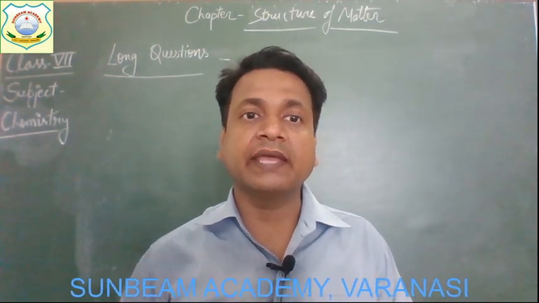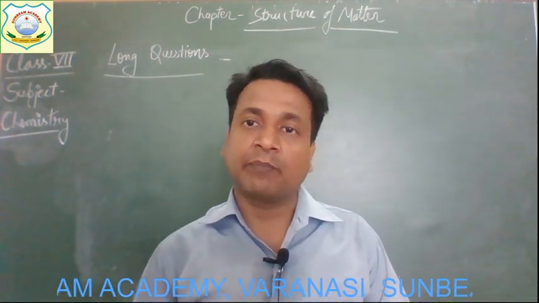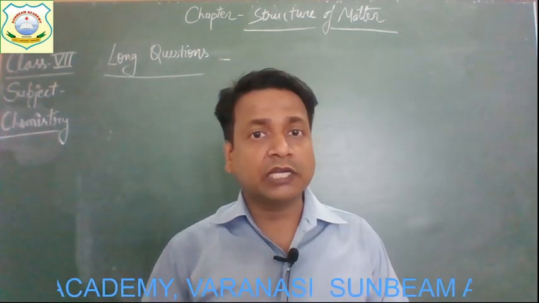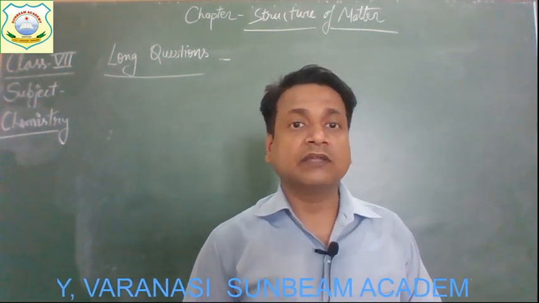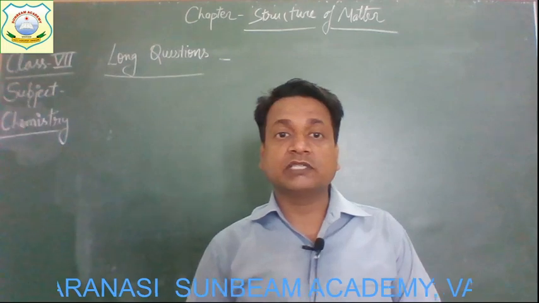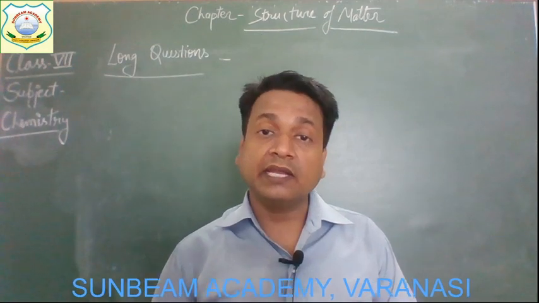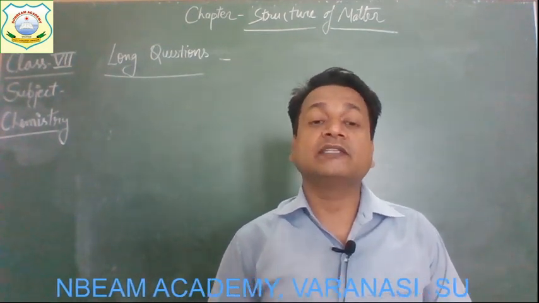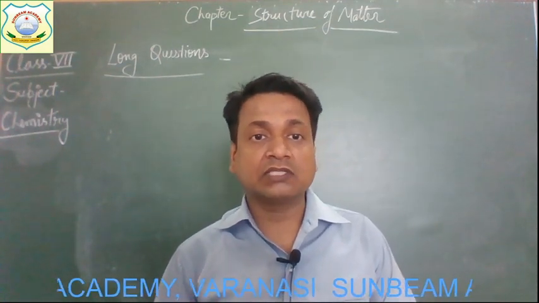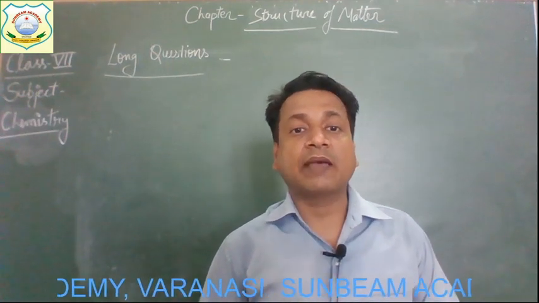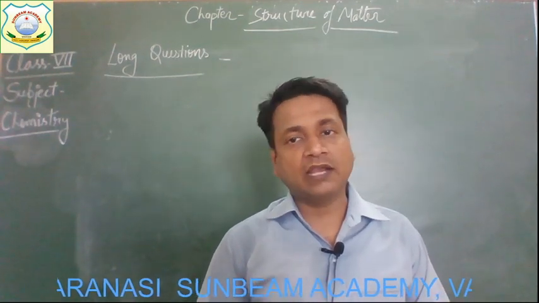The question number 1 is, explain the differences between an element and a compound and give examples. So children, you know that there are a number of differences between elements and compounds. The first one: an element is a substance that cannot be decomposed into simpler substances by any chemical means and is made up of only one kind of atoms. Such substances are called elements. Examples are hydrogen, oxygen, sodium and so on. These all are examples of elements.